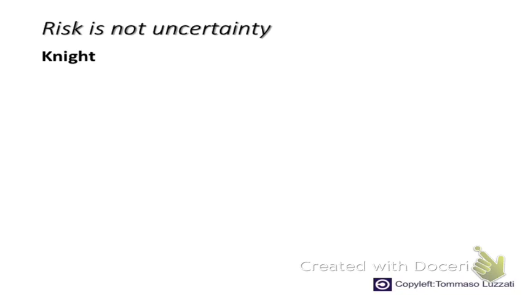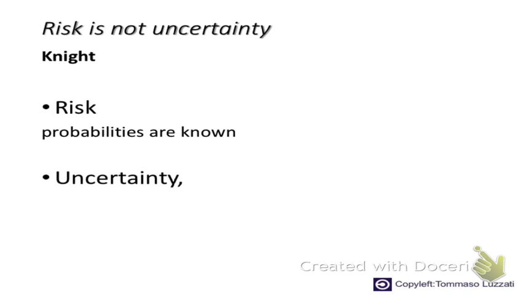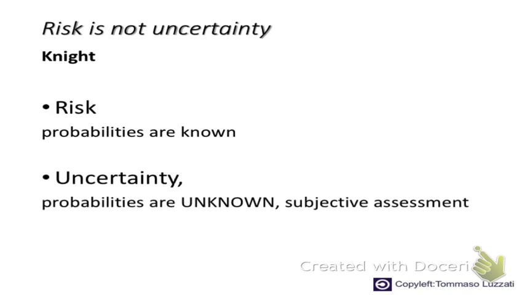And what Knight said is that we have to make a difference between risk and uncertainty. What is risk? Risk is when probabilities are known. Okay? What is uncertainty, according to Knight? It is when probabilities are unknown. Hence, we need to make a subjective assessment. Let's do some examples.